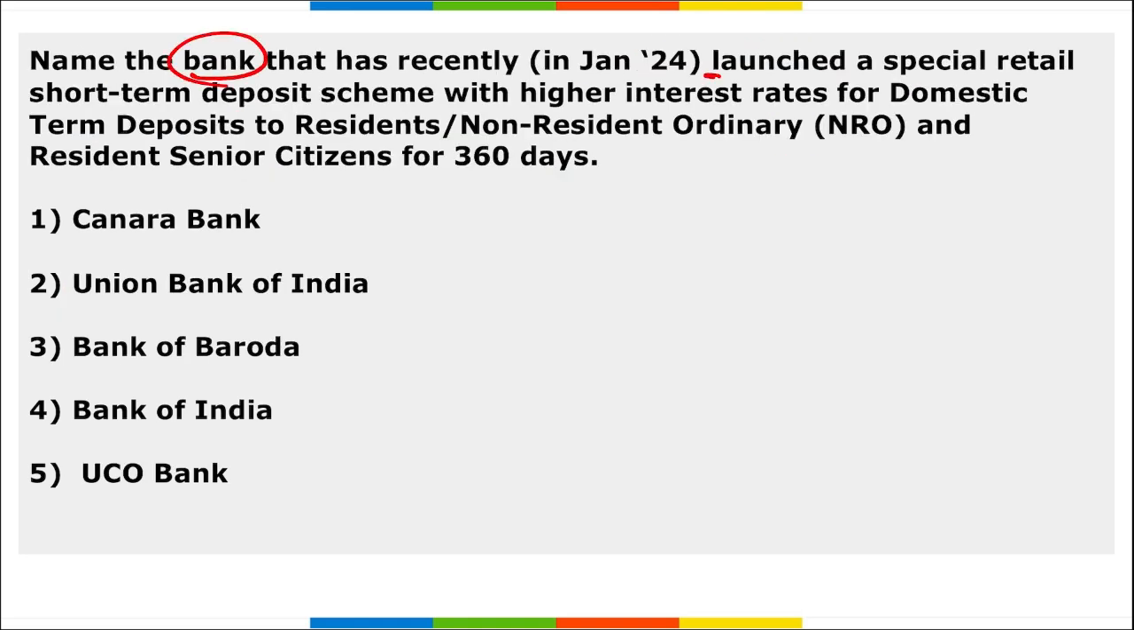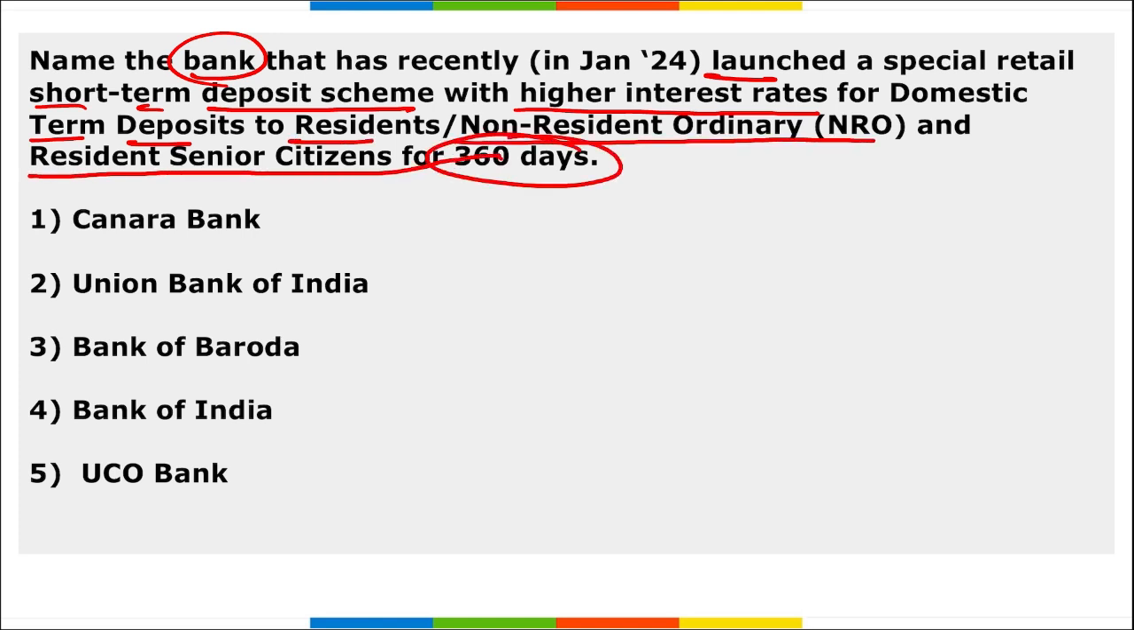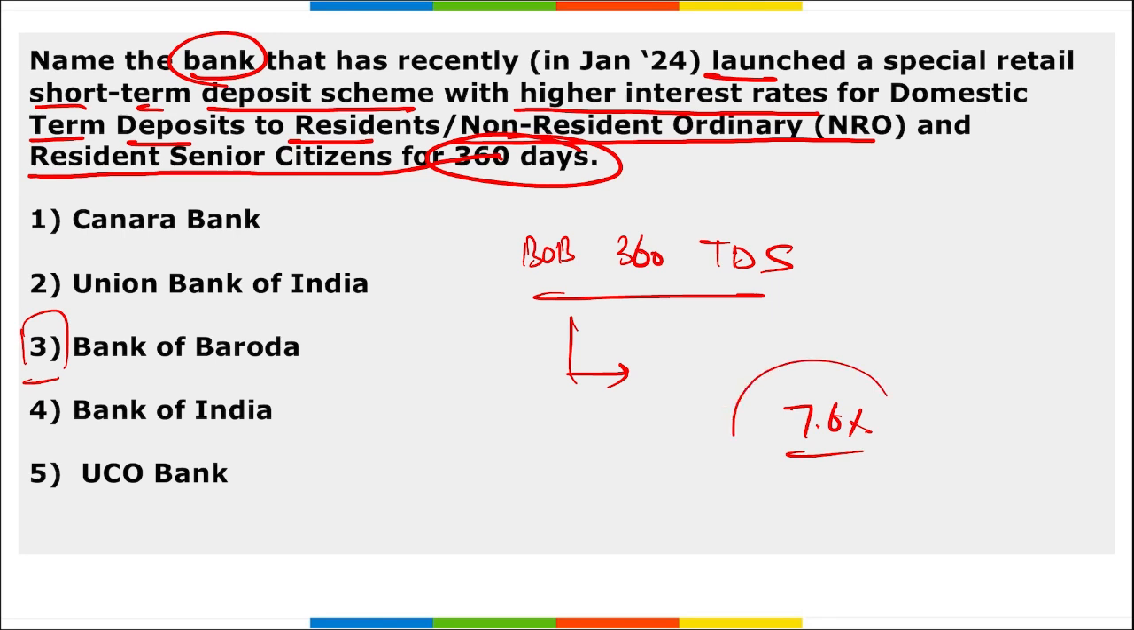Next, name the bank that recently launched a special retail short-term deposit scheme with higher interest rate for domestic term deposits to residents and non-resident ordinary and resident senior citizens for 360 days. So this Bob 360 term deposit scheme, right? It was launched by Bob, that is Bank of Baroda. And the offer rate of interest, or we can say the interest here, is up to 7.6% per annum, and we can see an increase of 0.5% for senior citizens.